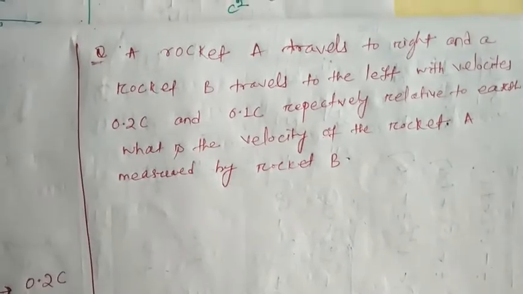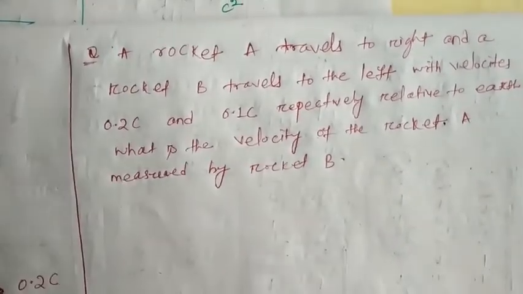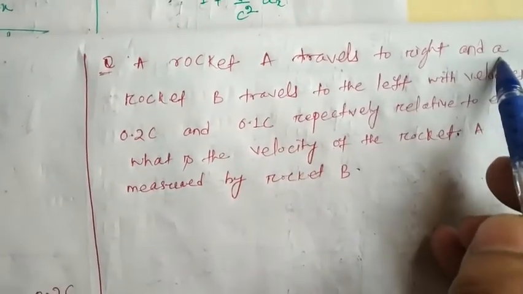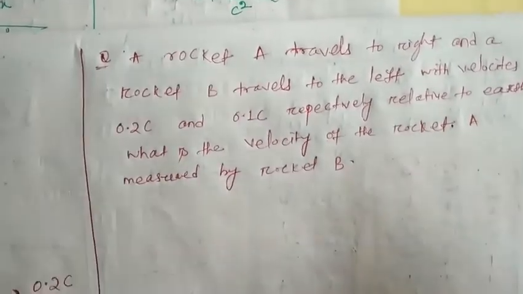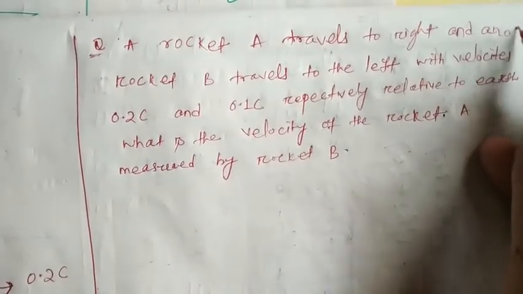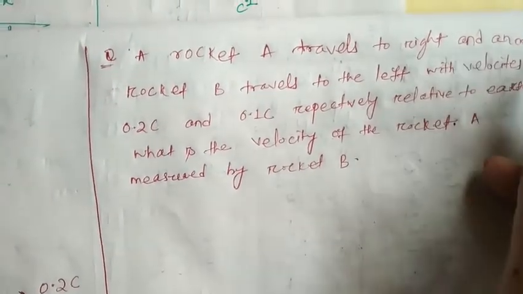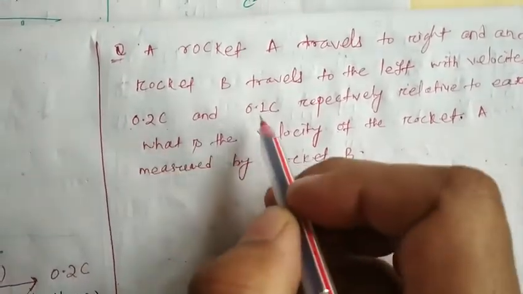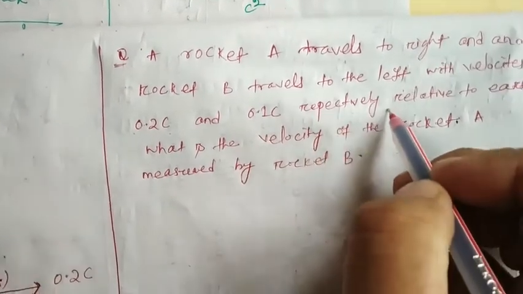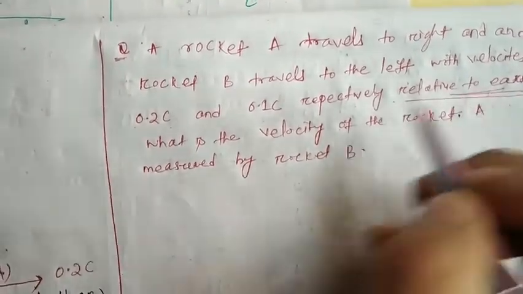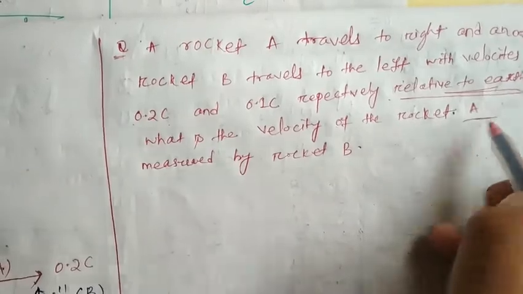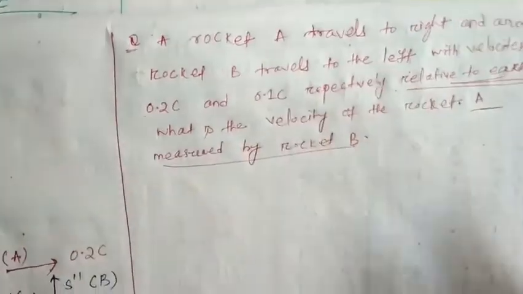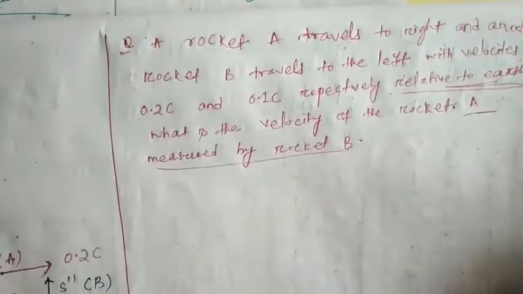Now consider another important question. Rocket A travels to the right and another rocket, B, travels to the left with velocity 0.2 c and 0.1 c respectively relative to the earth. What is the velocity of rocket A as measured by rocket B? Whatever is written in this question, I am going to draw over here.